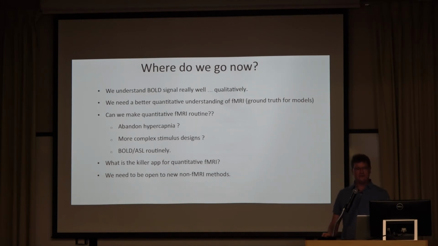And obviously, one of the focuses of the grant, which is the work that Anna and Rick are doing, is, can we get a killer app for quantitative fMRI? And how, is it like the inhibition excitation ratio? I mean, how are we going to use this CBF CMRO2 ratio? And in the end, we need to be open to non-fMRI methods, but that's easier said than done.